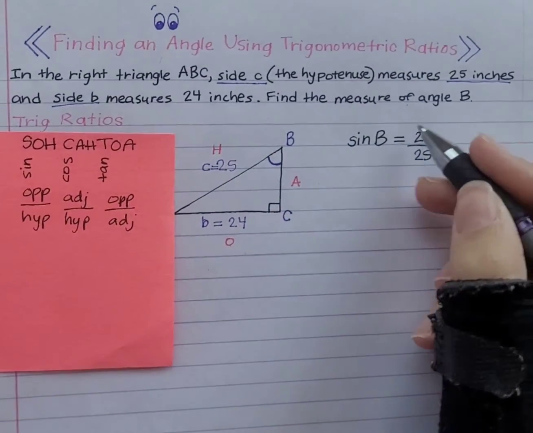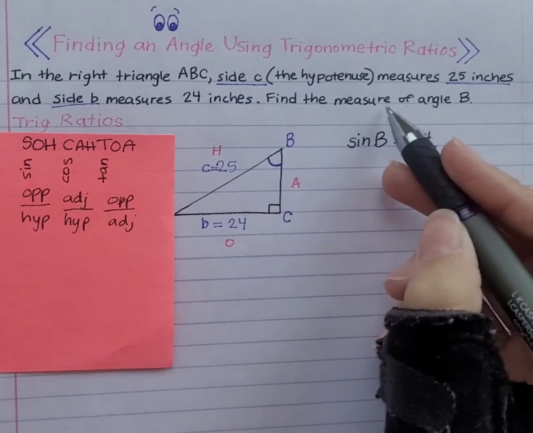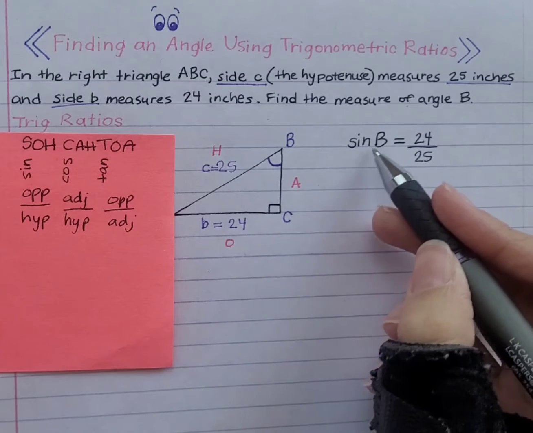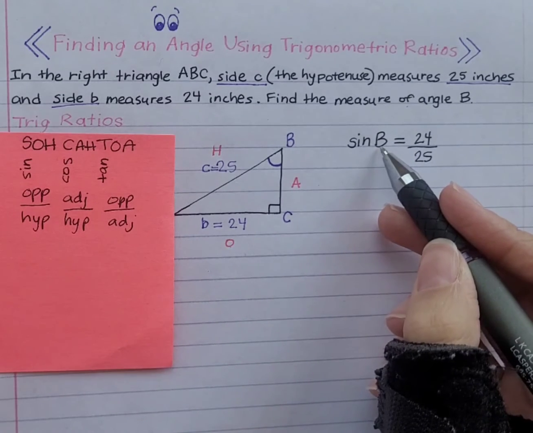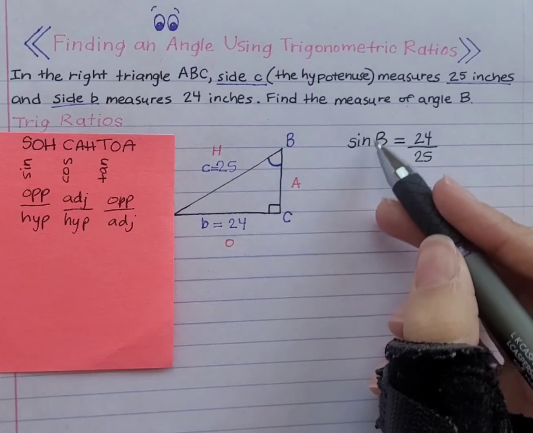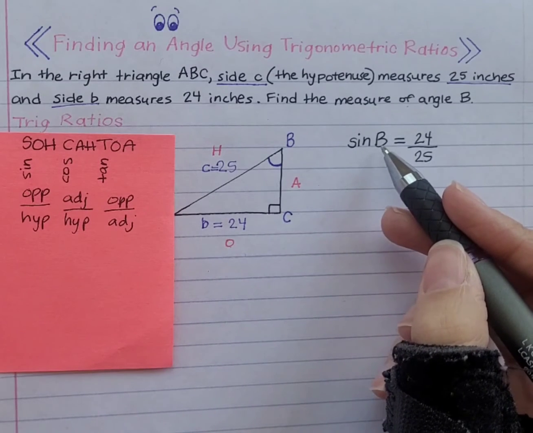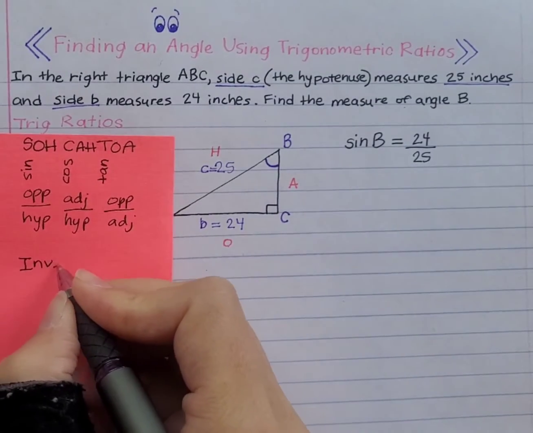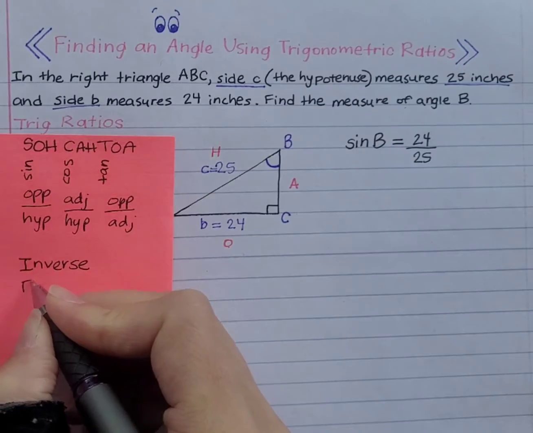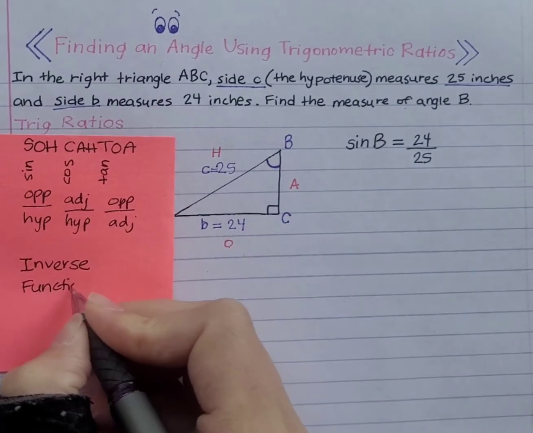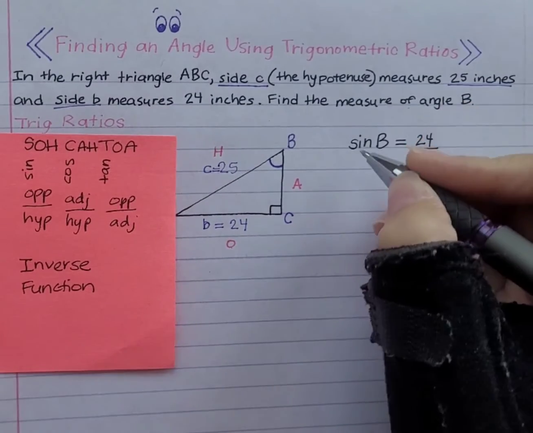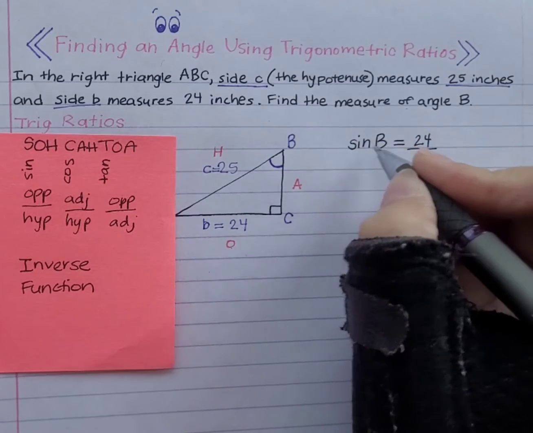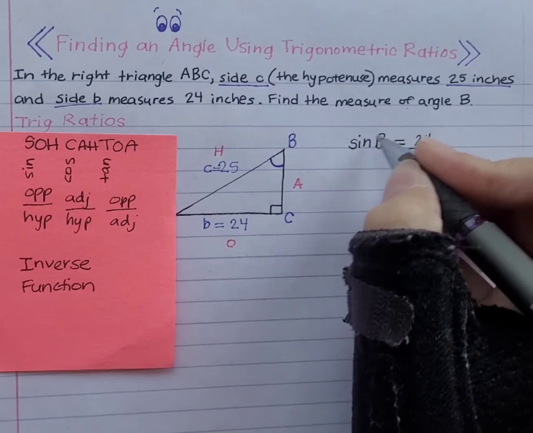Okay, well, we found the ratio, but we are trying to find the measure of angle B, so we're not quite finished. We need to remove the sine function from angle B in order to have fully solved. So now what we need to do is use inverse functions. Inverse functions can be done on our calculator. We need to take the inverse function of sine to remove sine B.